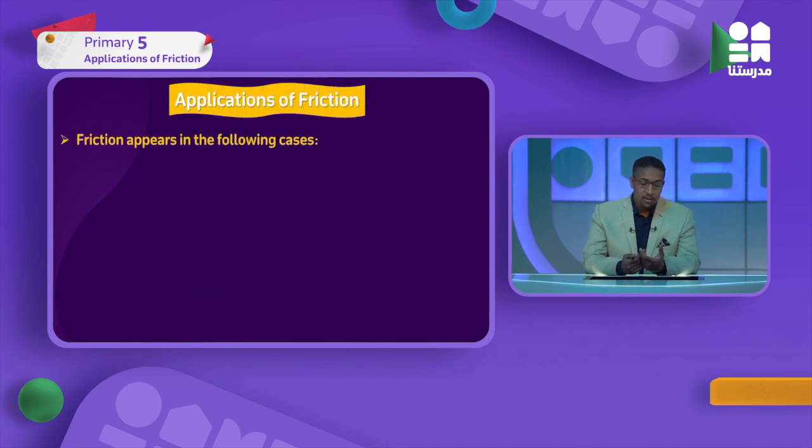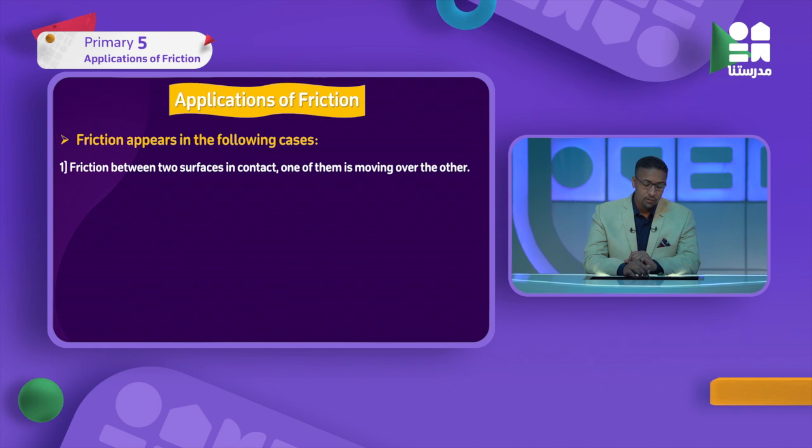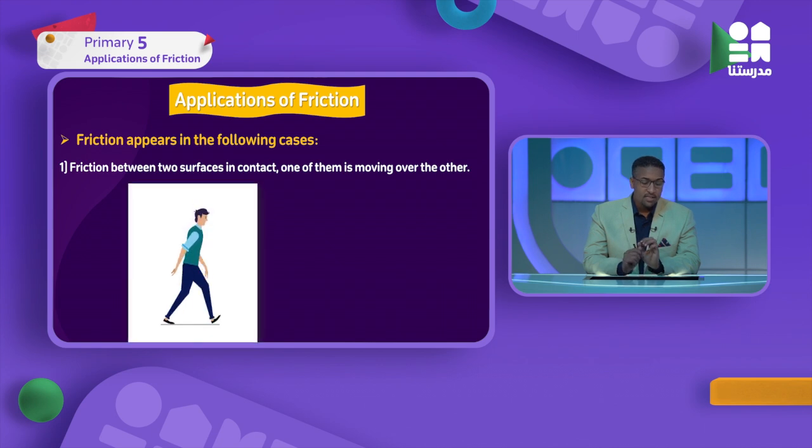من اللي أخدناه برضو عن الفريكشن فورس، friction appears in the following cases. في حالات كتير بتظهر فيها الفريكشن فورس. The first case: friction between two surfaces in contact, one of them is moving over the other. في سطحين لامسين بعض بس في واحد منهم بيتحرك على التاني، زي الشخص هنا بيتحرك على الفلور، يبقى ده friction between two solids.